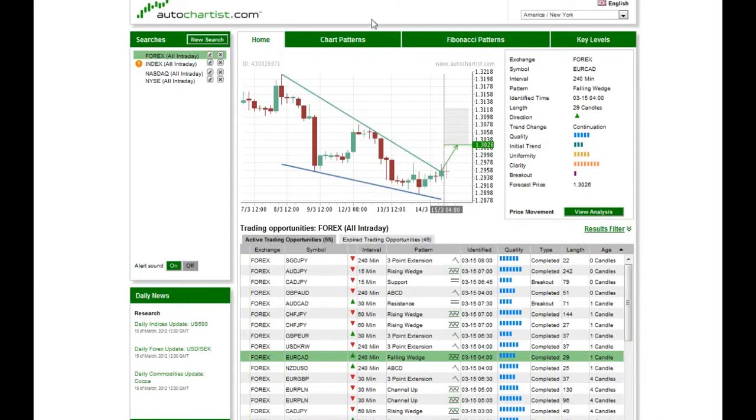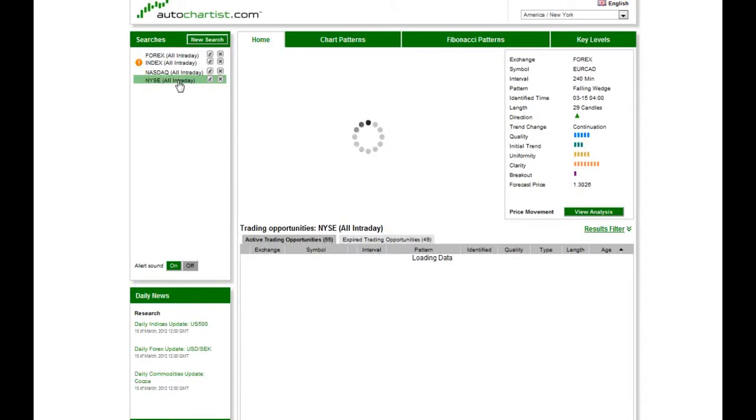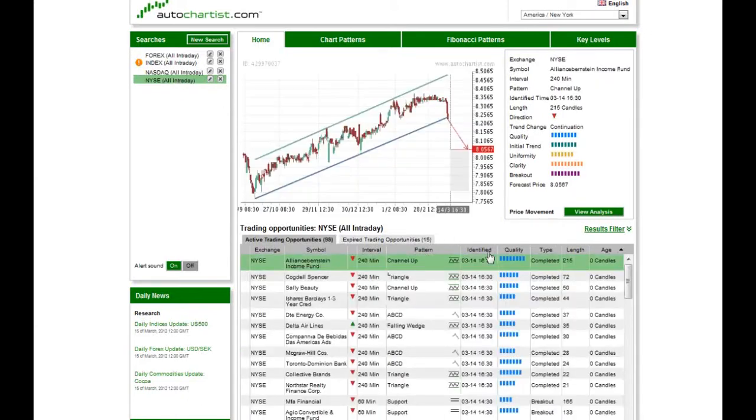So there are three main sections to the Autochartist platform. The first section is your searches area, a searches pane. This is a search pane that tells you what you're actually looking at. So I have selected the Forex menu item, and that has given me all the opportunities Autochartist has identified on the Forex market. If I click on NYSE, Autochartist gives me all the opportunities that it has identified on the New York Stock Exchange. I can also create my own search, right?